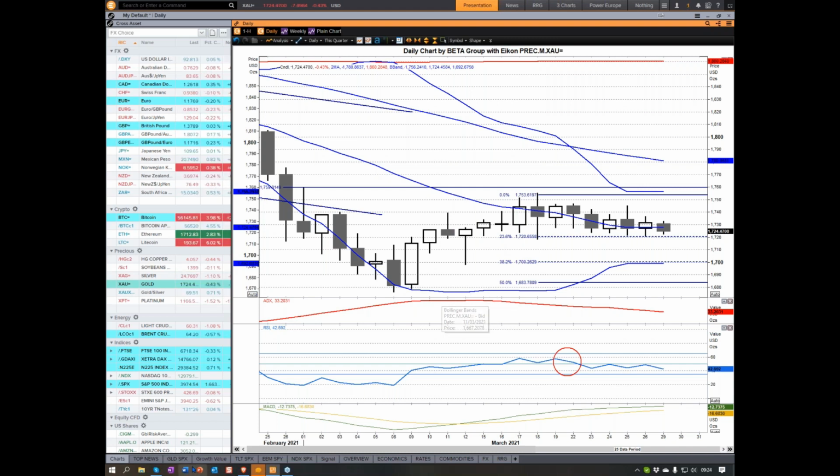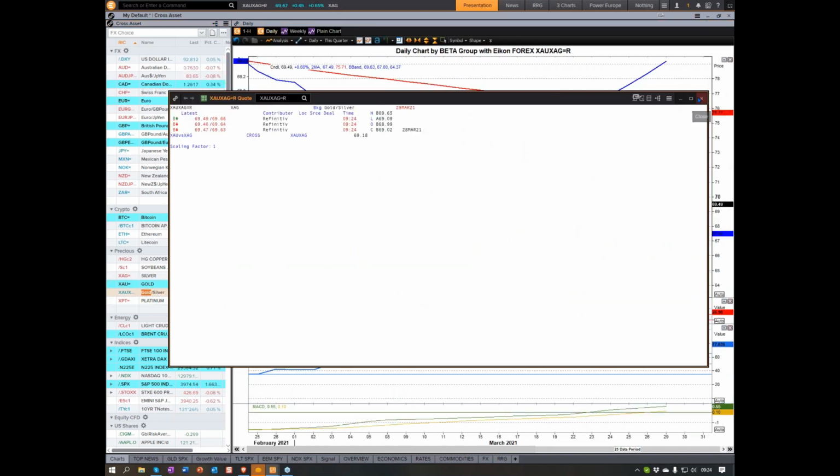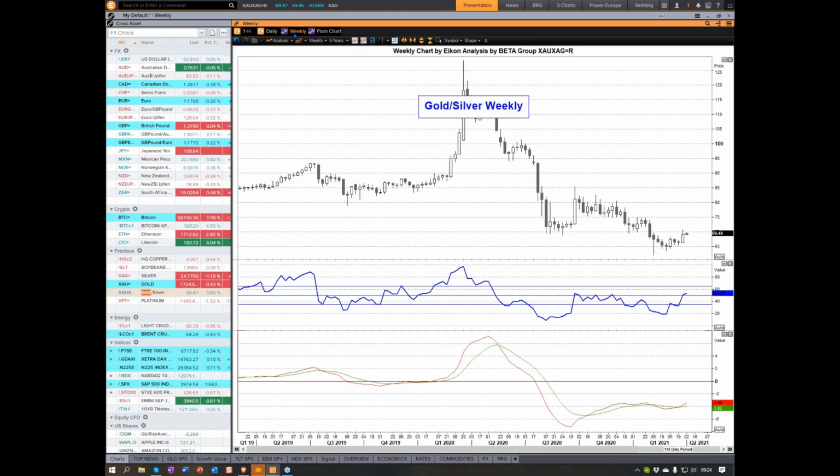We haven't looked for a while at the ratios. I'll show you the gold silver, since there's a lot of interest in gold silver. And let's go to the weekly here. So this is gold divided by silver. So going down is gold weaker than silver. That has been the trend through all of 2020.